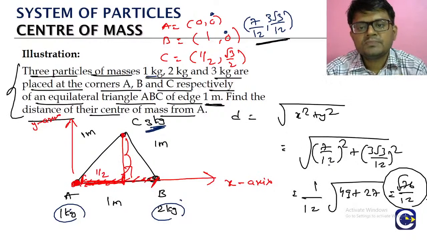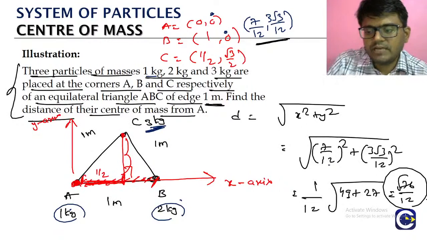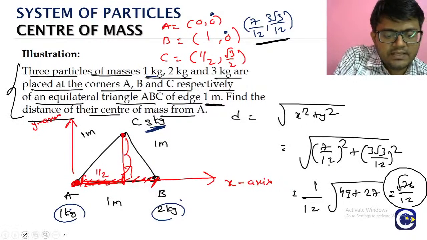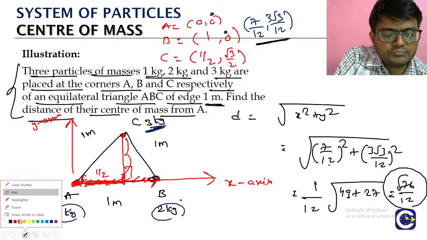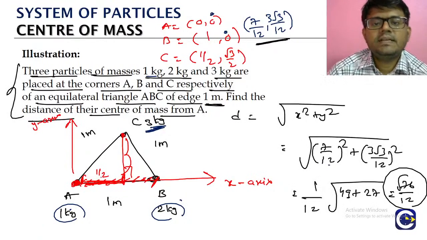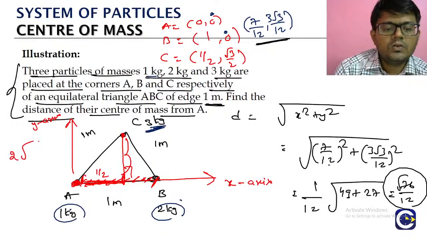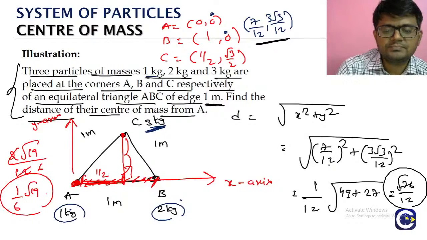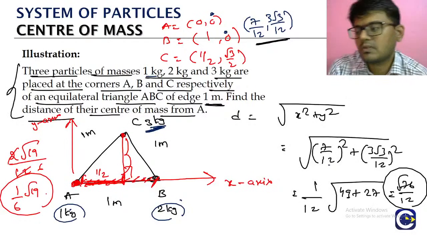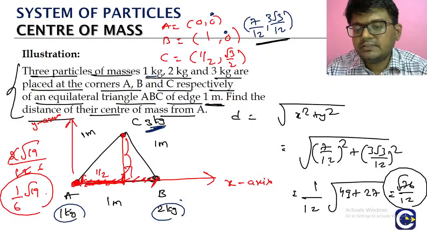If you want, we can do further simplification. Yes. So root 76. What is 76? 19 fours are 76, right? So 2 root 19 divided by 12, that is 1 by 6 into root 19. So this is the distance of the center of mass from the vertex A.